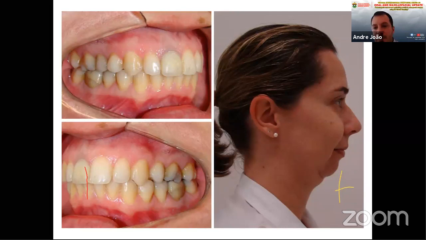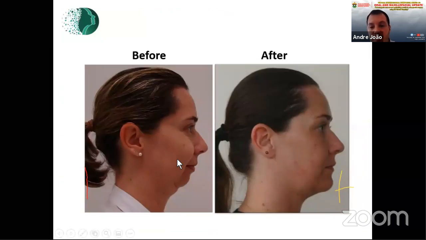So I hope you can get results like this. This is a patient who had a very good and stable occlusion. She is a colleague, a dentist as well. She decided to do the surgery because she had obstructive sleep apnea. Before and after surgery, we were able to improve her quality of life. She reduced the apnea a lot, she's feeling really well, and we improved her facial appearance as well.